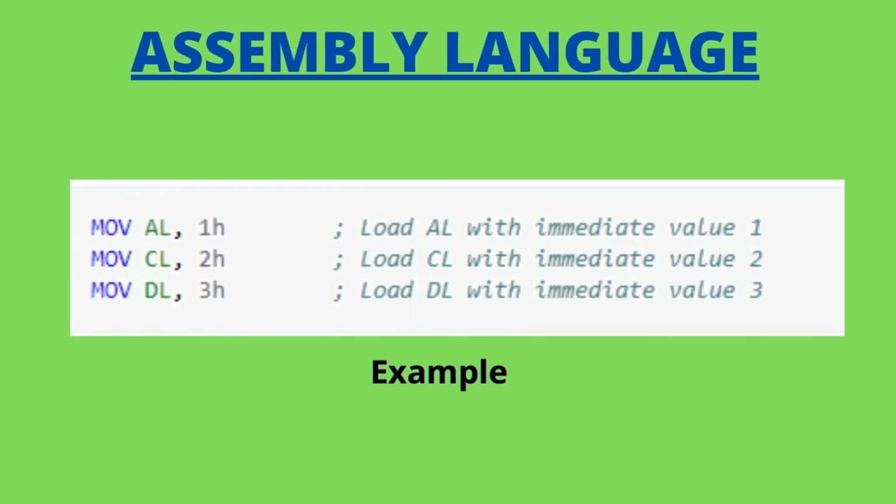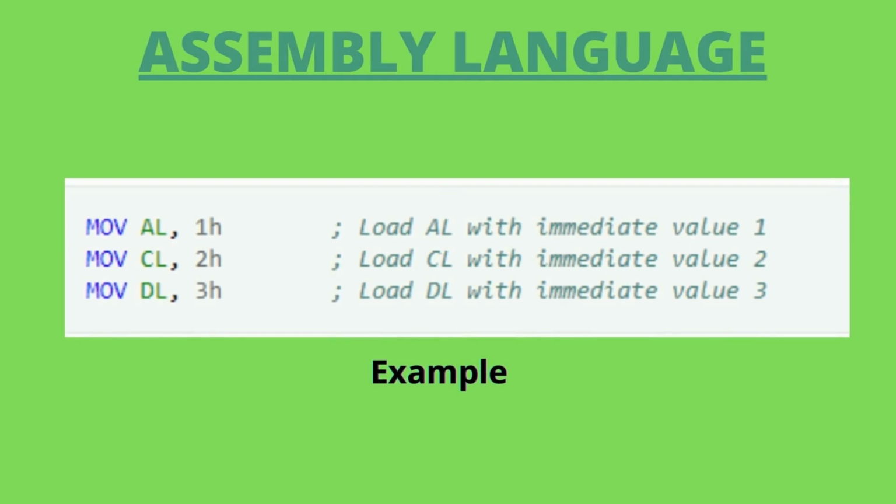And why is assembly a low-level language? Assembly is a low-level language because it provides one abstraction level on top of the machine code. For example, you can see this. This is an example of assembly language code. As you can see, you cannot understand things properly. So that's why it is a low-level language.